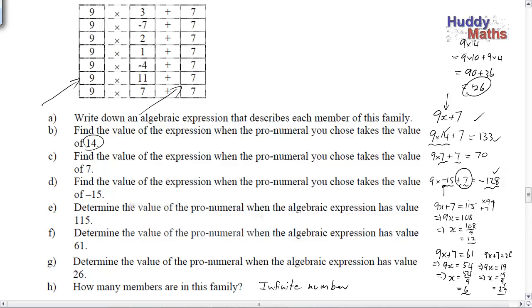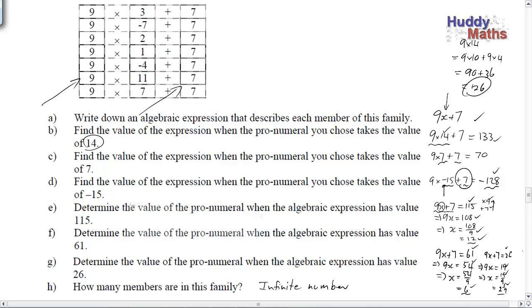Now, when the algebraic expression equals 115, so this equals 115, what's been done to x? See it there? Been times by 9 and 7 was added. So let's reverse it. Take 7, go back to 108, divide by 9 is 12. It'll work nicely. And when the value is 61, do the same thing. Take away 7, get 54. Divide by 9, get 6. And then when it's 26, same thing. Subtract the 7, get 19. Divide by 9, get 2 1/9.